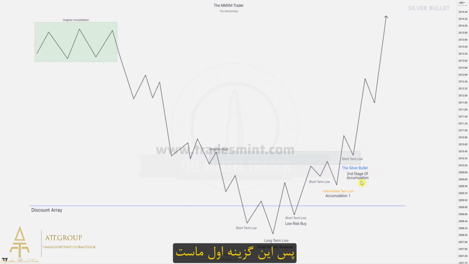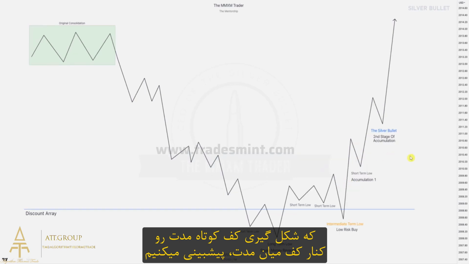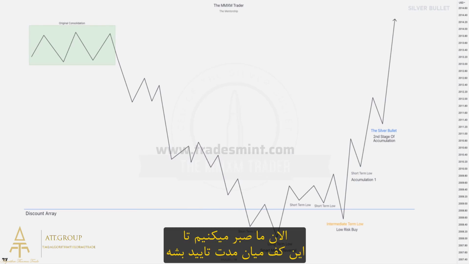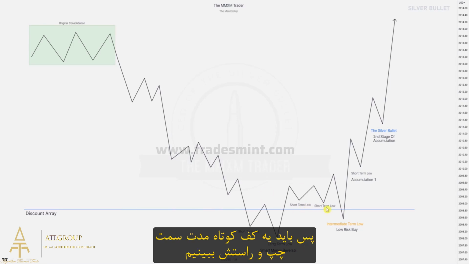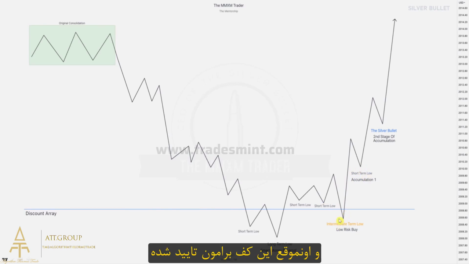So this is option number 1, anticipating that short-term low to form next to that intermediate term low. So this is option number 2, right? And this is, we're waiting for that intermediate term low to be confirmed. So we need to see that short-term low to the left of it and that short-term low to the right of it, and then we have a confirmed low.